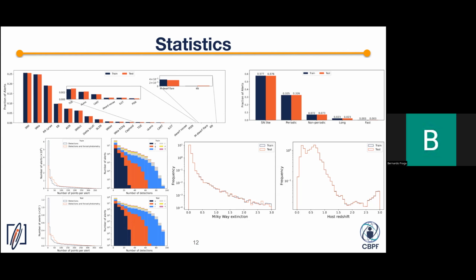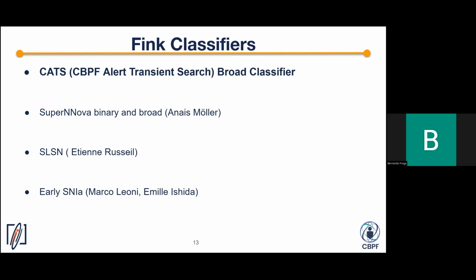Okay, so we have our data set. We split into training and test. So now let's build some models. In this work, several people developed different models, different classifiers. CATS, which is the CBPF Alert Transient Search, is a broad classifier, by which I mean it is a multi-class classifier targeting those broad classes that I mentioned before. This is what I developed here at CBPF.